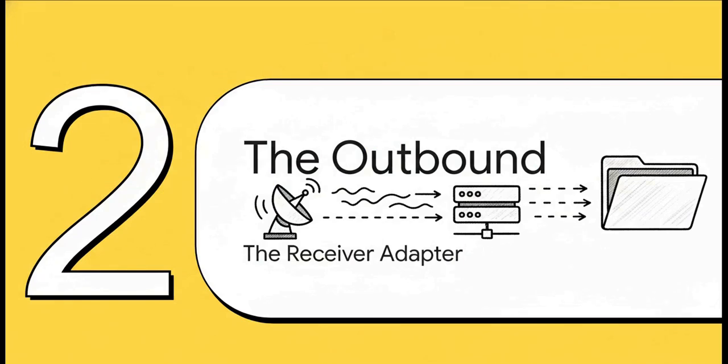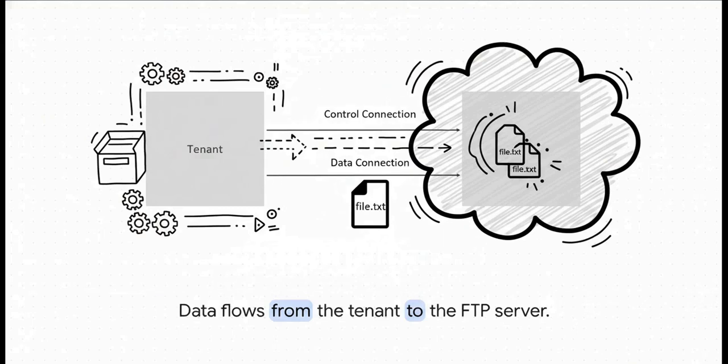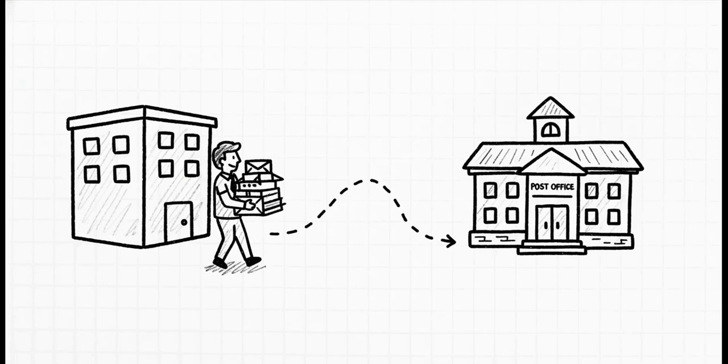All right, so that covers data coming in. But what about sending data out? Well, for that, we just flip the whole script and use the FTP receiver adapter. And just as you'd expect, the flow here is the complete opposite. Now, the SAP system is in the driver's seat, initiating the connection and actively pushing the file to its destination FTP server. The receiver's entire job is to write or deliver that file. So, let's go back to our mailroom clerk analogy. The receiver adapter is that same clerk, but now they're handling the outgoing mail. They're the ones who take the packages that are ready to be sent from your system and actually deliver them to the post office for somebody else to come and get.